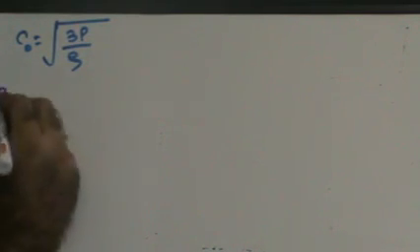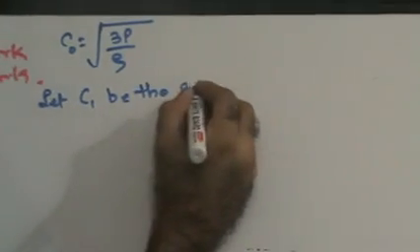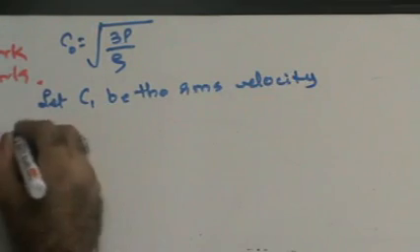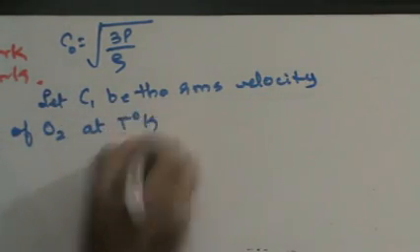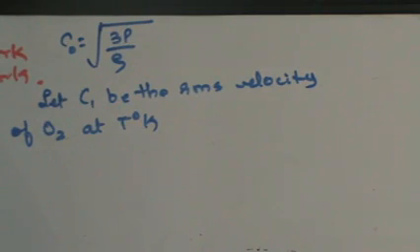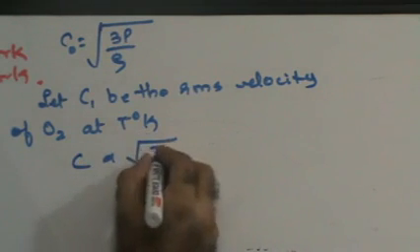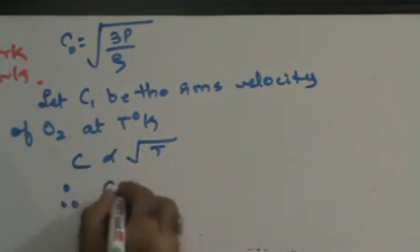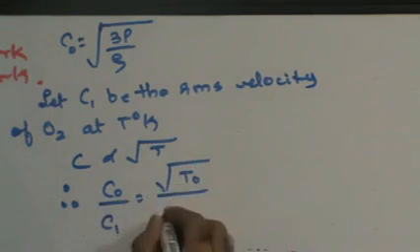Now, let C1 be the RMS velocity of oxygen at T degree K, right? So temperature is given to you. Now we know that RMS velocity is directly proportional to square root of temperature. Therefore I can say that C0 upon C1 is square root of T0 upon T1.